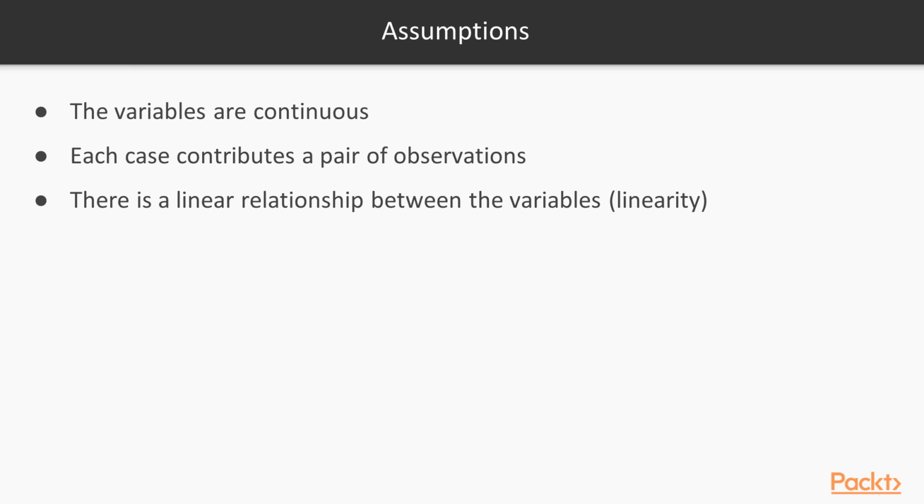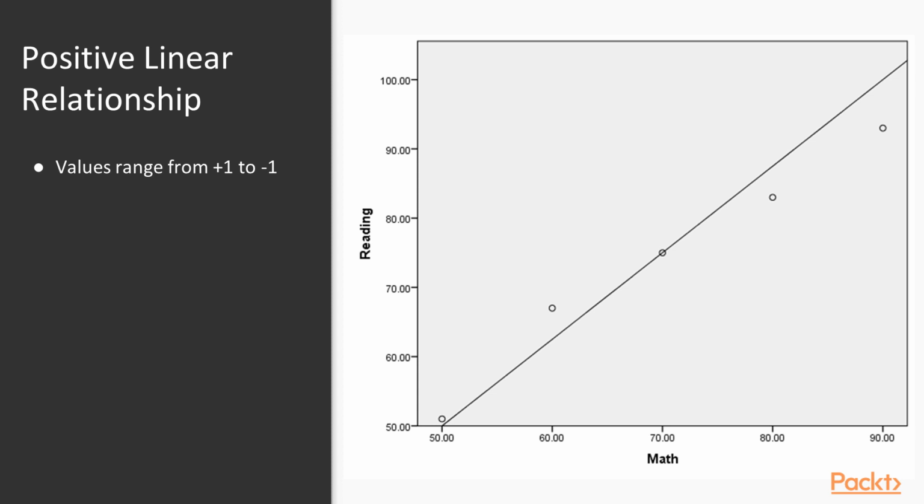Third assumption is that there is a linear relationship between the variables. This is the assumption of linearity. There has to be a linear relationship. Now, what does that mean? The relationship can be a positive linear relationship, so that as you increase on one variable, you're increasing on the other variable. Notice that here we have 5 different scores, and as we're increasing on math score, we're also increasing on our reading score as well. That would be a positive linear relationship.